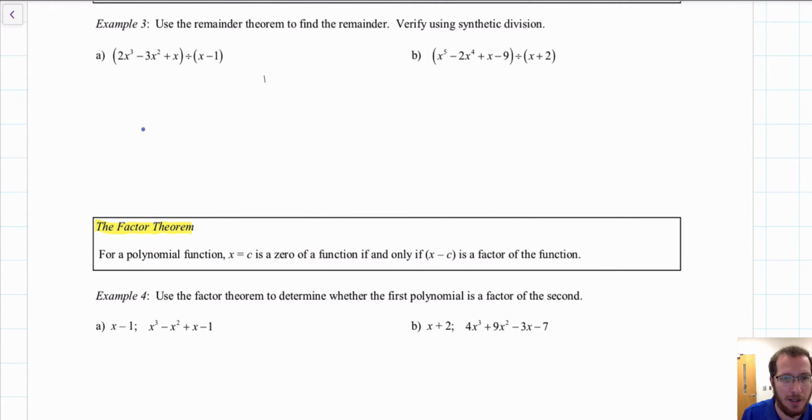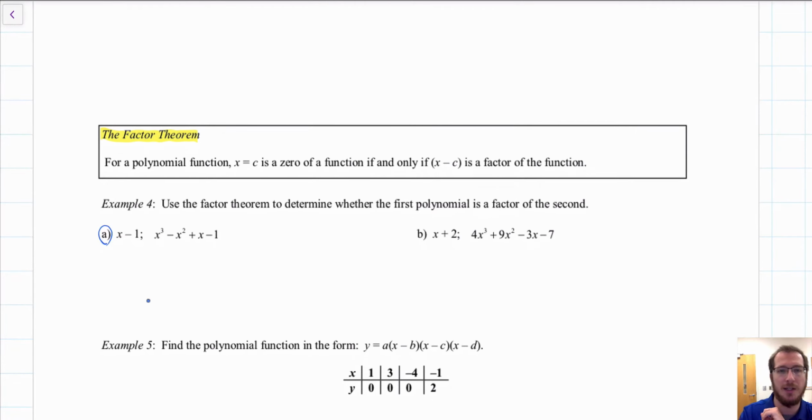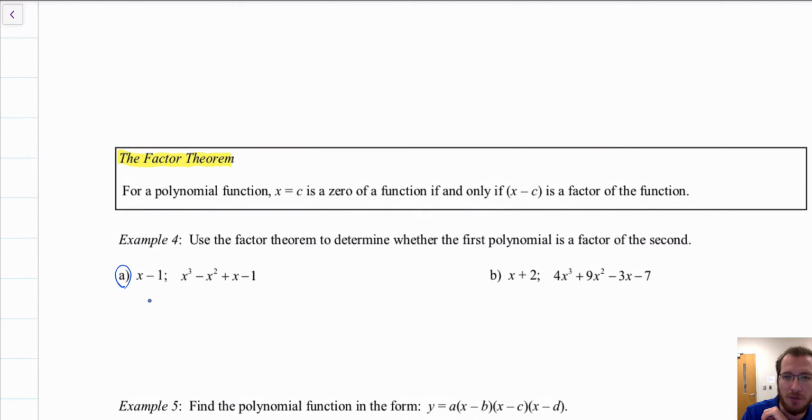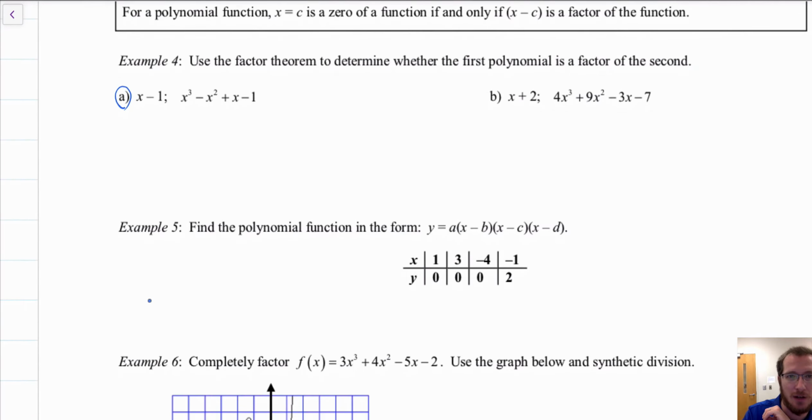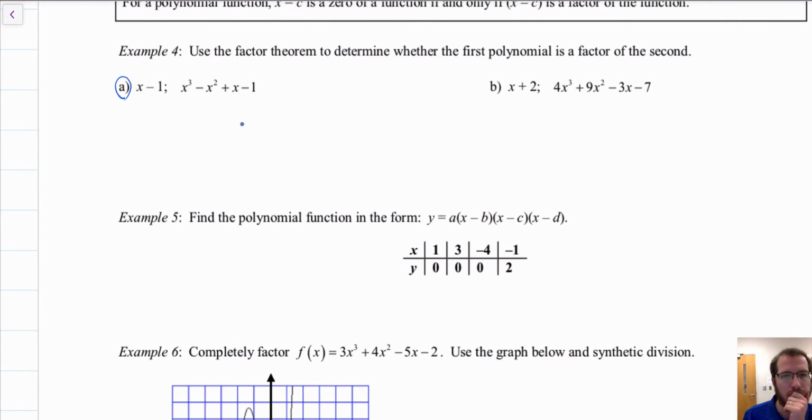All right, so let's look at example 4, part A. It says, use the factor theorem to determine whether the first polynomial is a factor of the second. Okay, so this here is our f of x, and our c value, again, we've got that built-in subtraction. Our c value is 1. So we're going to see what is f of 1.